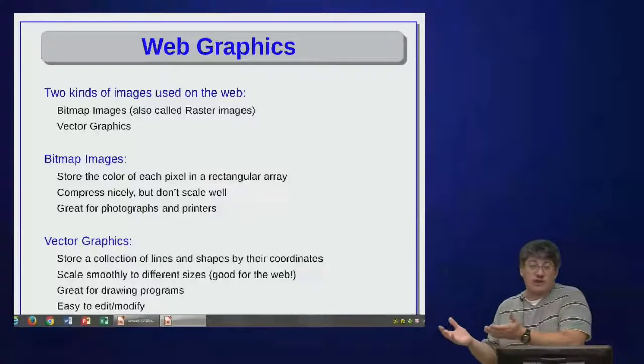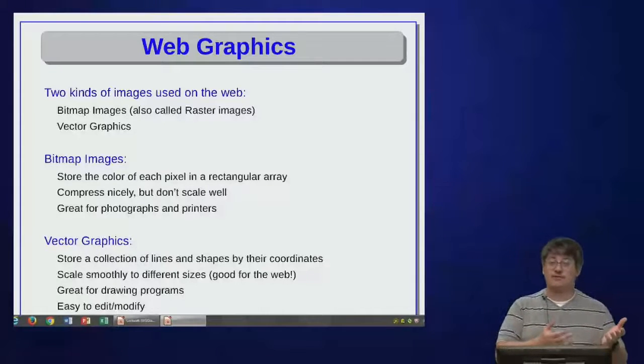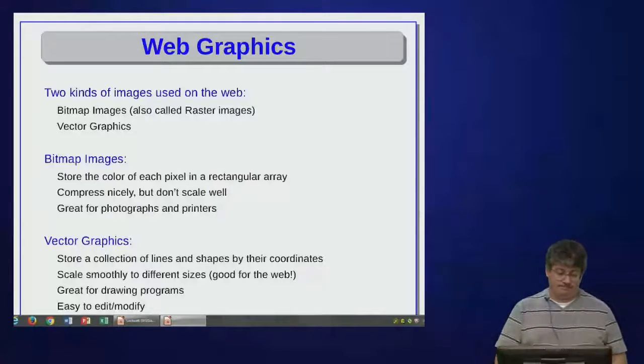Vector graphics are great for line art and drawing. They're not very good for photographs. Bitmaps are great for photographs, but they're not as easy to edit or animate.